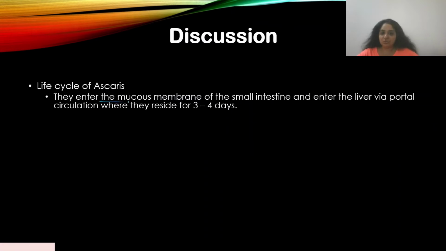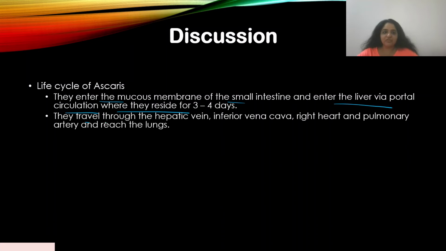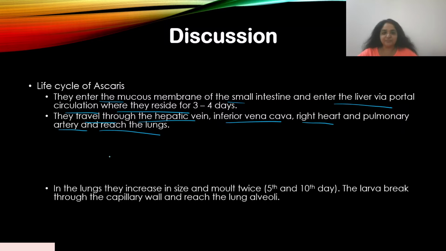Now, they enter the mucous membrane of the small intestine and enter the liver via portal circulation, where they reside for 3 to 4 days. They travel through the hepatic vein, inferior vena cava, right heart, and pulmonary artery and reach the lungs. So it goes through the whole procedure and enters the lungs.